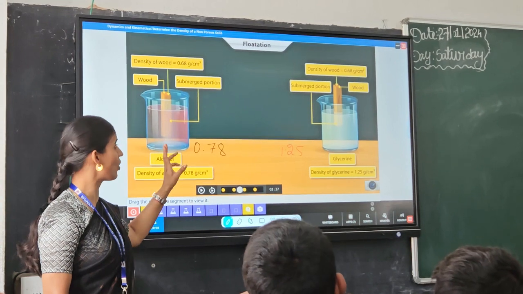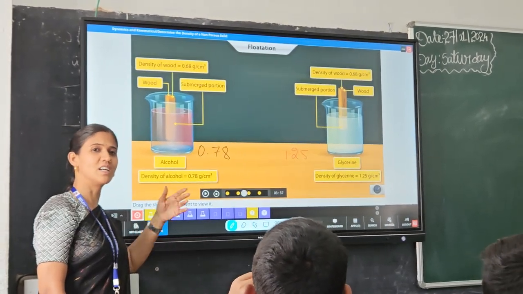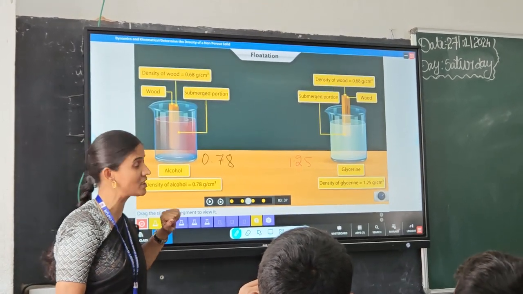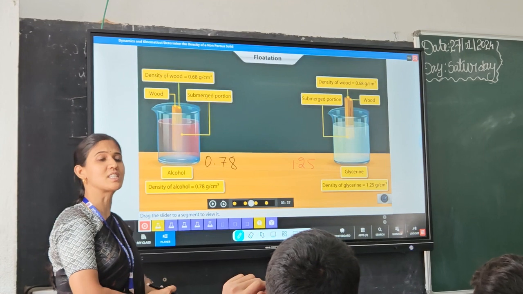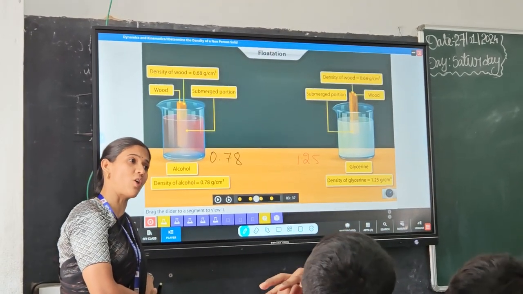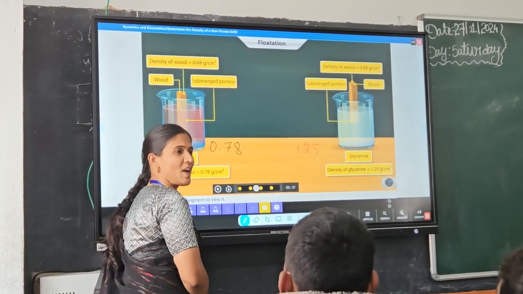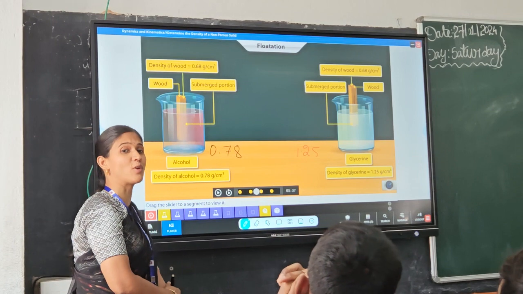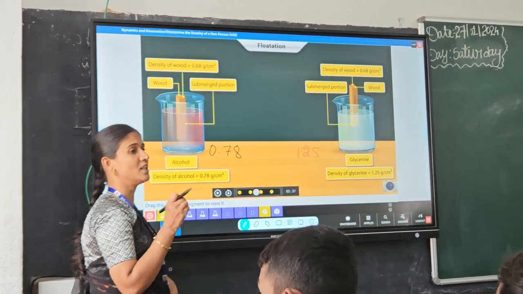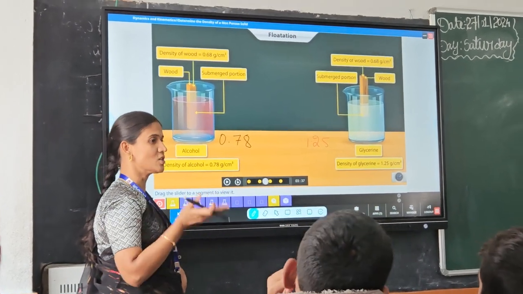So, if you pour alcohol on glycerin, then which will float? Alcohol will float on glycerin. Why? Because the density of alcohol is less. So like that, if you pour oil on water, oil floats. You have observed, no? Many times oil floats on water. Why? Because the density of oil is less than water, so it will float.